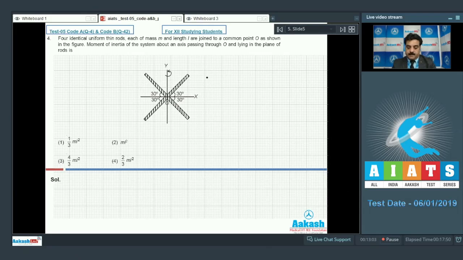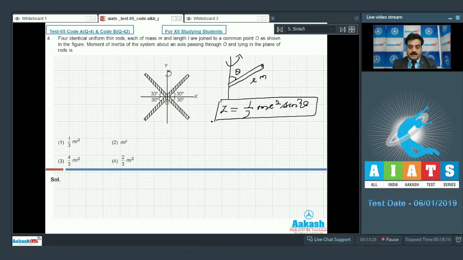Before going to solve this question, I would like to remind you: if you have a rod like this, with angle theta, length of rod L, and mass m, then the moment of inertia is calculated by 1/3 m L square sin square theta.